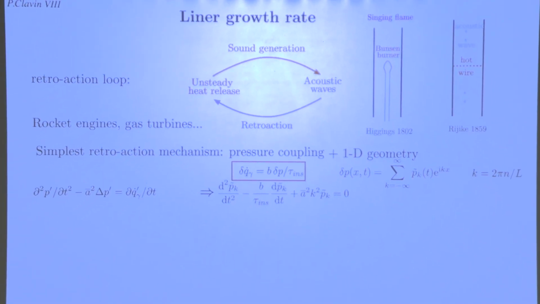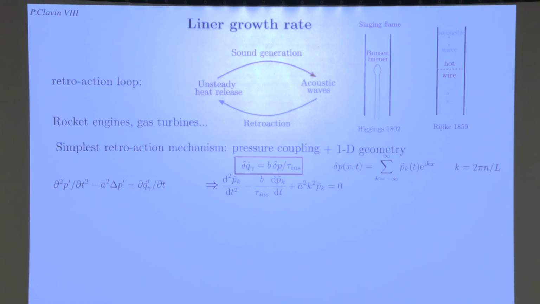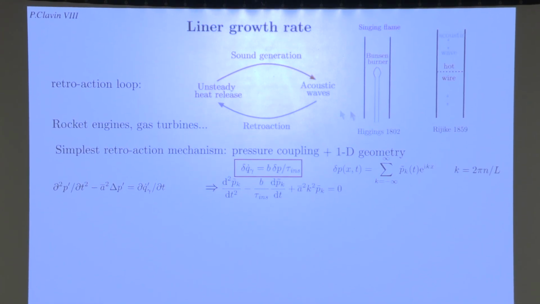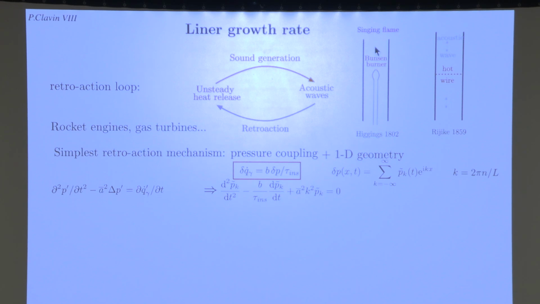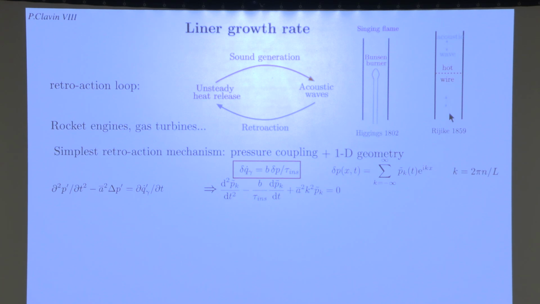Now, in order to understand in simple words what a thermo-acoustic instability is, that is a coupling of unsteady heat release and acoustic wave, you look at a one-dimensional problem, and you assume that the simplest retroaction mechanism that you consider is that the rate of heat release is proportional to the pressure fluctuation.